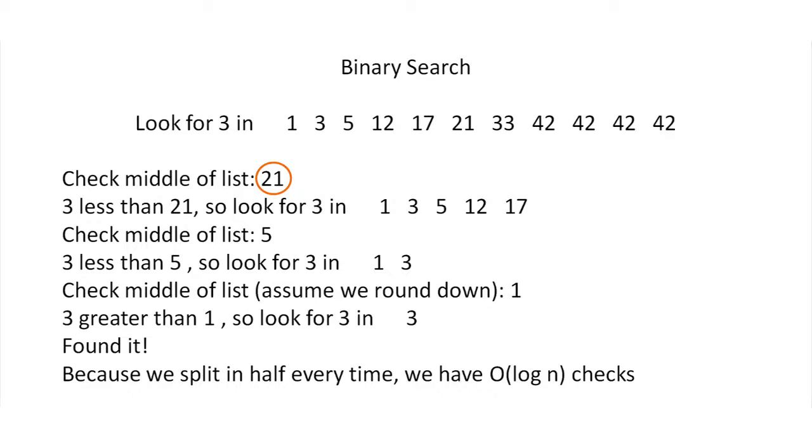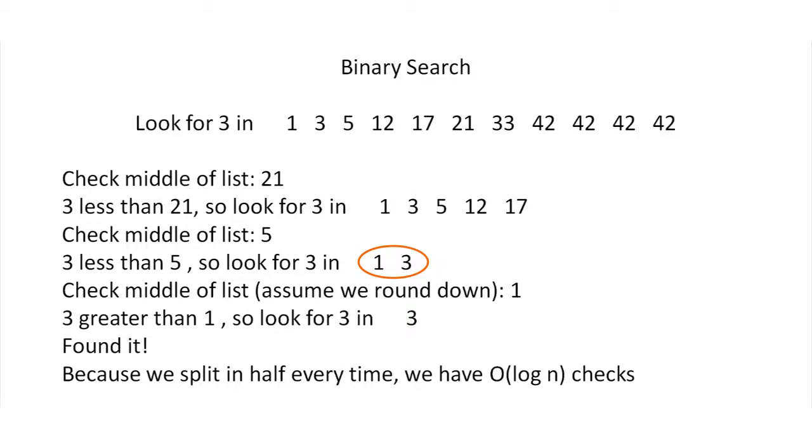So we check the middle of the list, and it's 21, and 3 is less than 21. Now because the list is sorted, we know that if 3 appears in the list, it's going to be to the left of 21. And so we split the list in half, and we now look for 3 in the list 1, 3, 5, 12, 17. We check the middle of that list, and that's 5, and we know 3 is less than 5, so we look for 3 in 1 and 3.